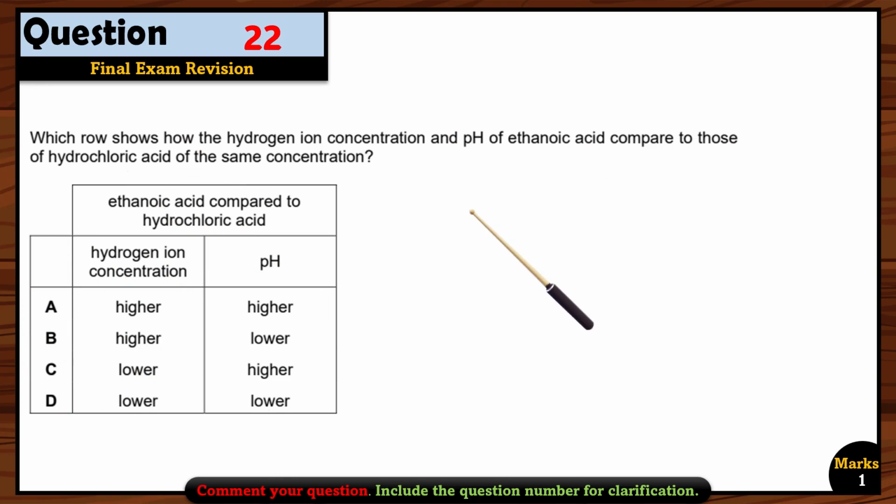Now let's see the pH. What will happen to the pH of ethanoic acid compared to that of HCl? HCl is a very strong acid, so its pH should be around 0 or 1. Ethanoic acid is a weak acid, so its pH will be higher than that of HCl. So of course, compared to HCl, the pH will be higher and the hydrogen ion concentration will be lower. So option C is the correct option here.